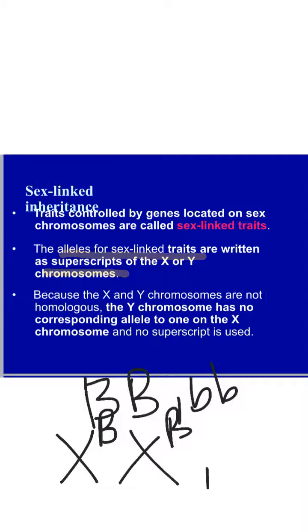And then if it was a male, let's say a male with blonde hair, it's going to be X little b. We're going to talk about that a little bit later, but the alleles are always only located on the X chromosome. They will never be located on the Y chromosome. So a female with brown hair is X big B, and a male with blonde hair is going to be X little b, Y.